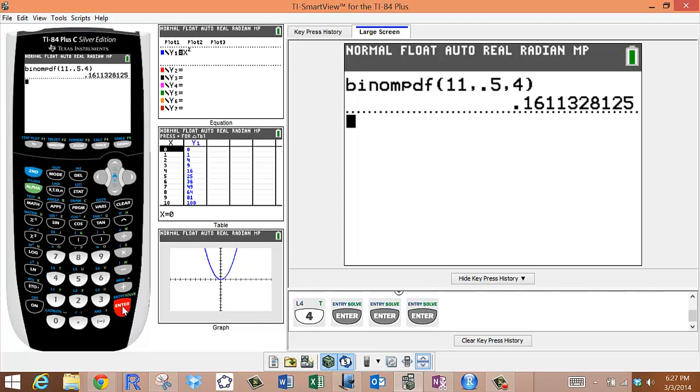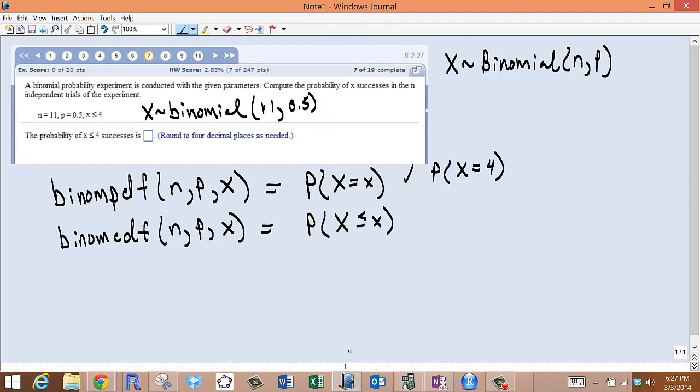Okay, and we get 0.1611. So now we can go back over here and get 0.1611. Okay, so just try one more here. What is the probability that x is equal? Remember, we're talking exactly equal to, let's say 7 successes.